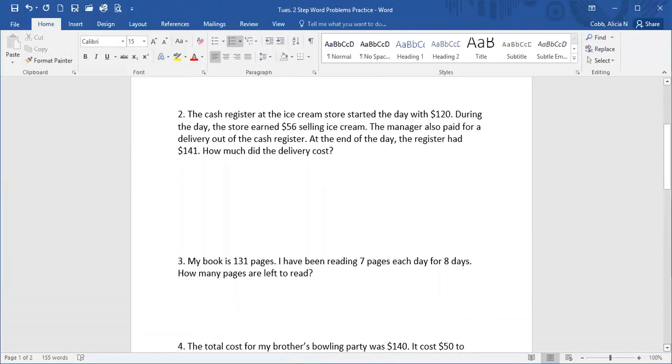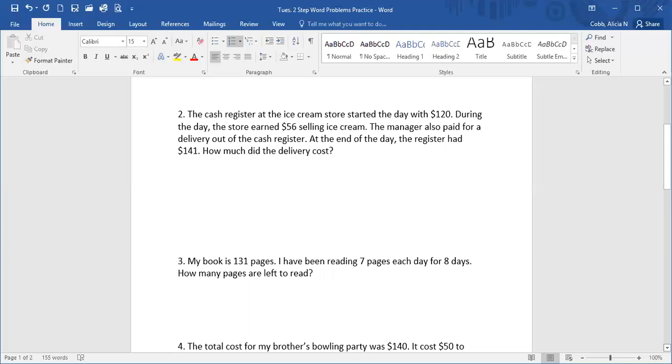Number 2 reads, the cash register at the ice cream store started the day with $120. During the day, the store earned $56 selling ice cream. The manager also paid for a delivery out of the cash register. At the end of the day, the register had $141. How much did the delivery cost?